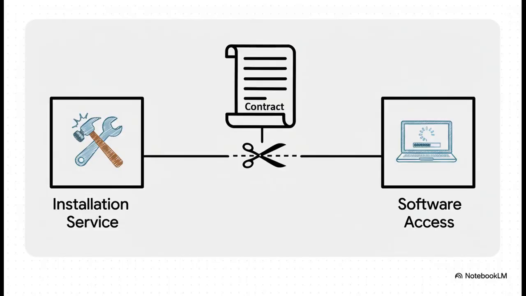So let's jump back to our software example. We've got 2 promises, right? The installation service and the 12-month software access. Are they distinct? Yep, they sure are. The customer could get the software and hire someone else to install it. And the company sells subscriptions without installation all the time. So we have 2 separate deliverables, which means 2 performance obligations.